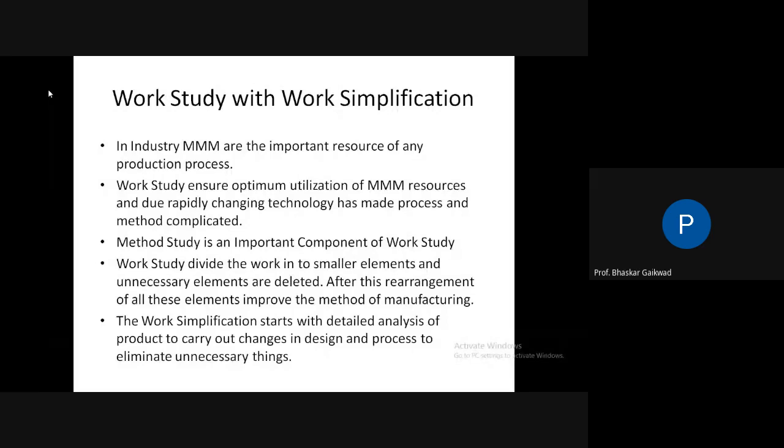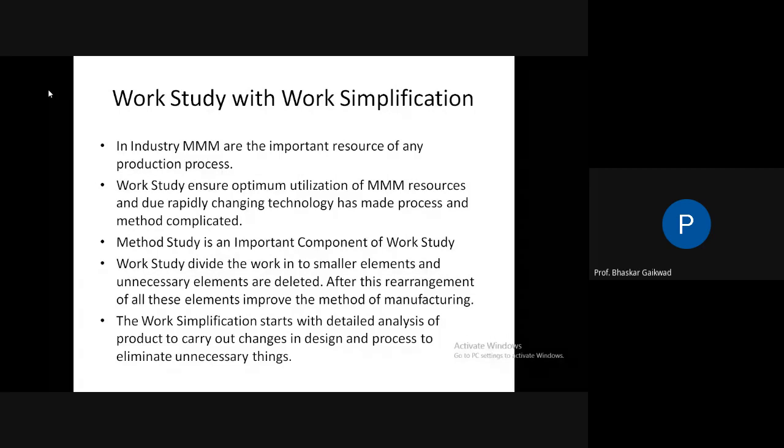Work simplification starts with a detailed analysis of the product to carry out changes in the design and procedures. So what will work simplification actually do in the work study? The detailed analysis of the product. For example, bearing is there, then you can take engine heads. Simplify this. What is the first part in engine head manufacturing? Casting. After that, the cleaning process. After that, the machining process. After that, drilling. After that, heat treatment. Okay, so this is the sequence.